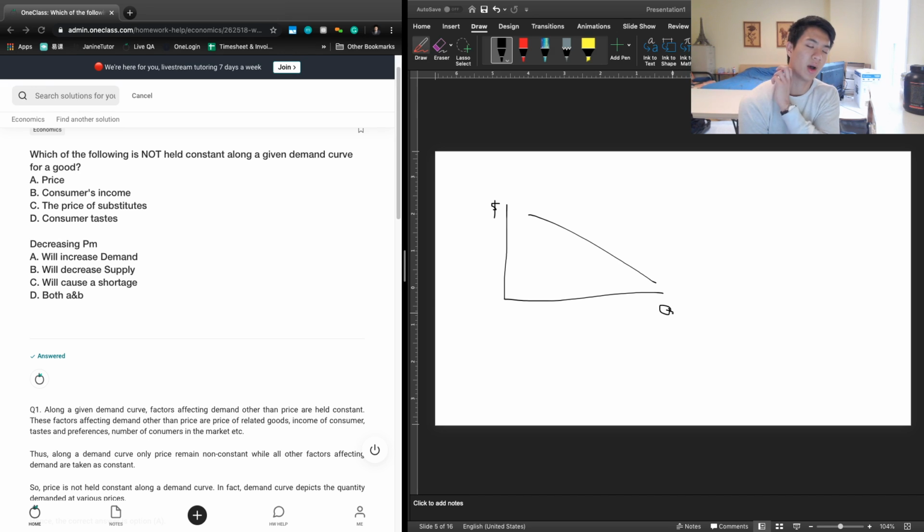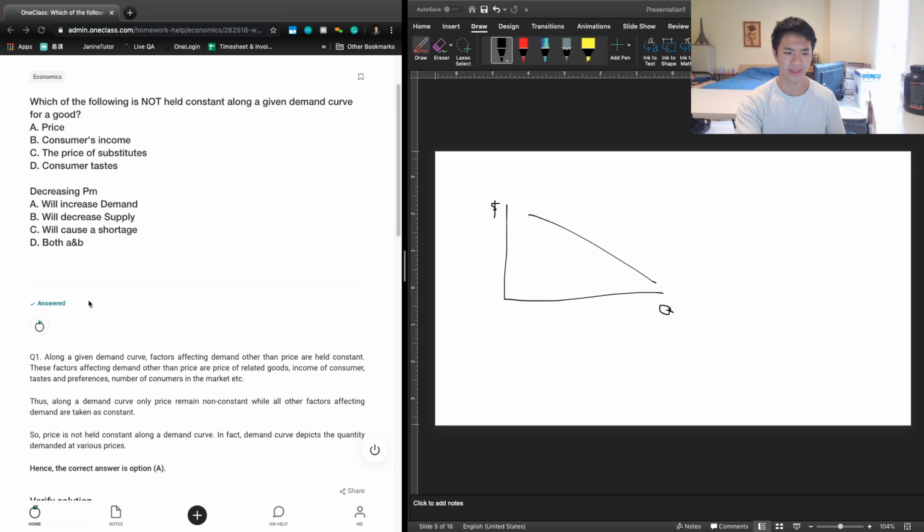In terms of what is not being held constant, the only thing that fluctuates along the demand curve is going to be price. Everything else, like consumer income, substitute price, or consumer tastes, those are determinants of demand. If those things were to change, then we would see shifts in the demand curve either to the left or to the right. We're not going to see that when we have a stagnant demand curve. And so the only thing that is not held constant is going to be price. As you move along the demand curve, you can see that price is fluctuating, high price on the left side and lower price on the right side. And so the correct answer here is going to be price.